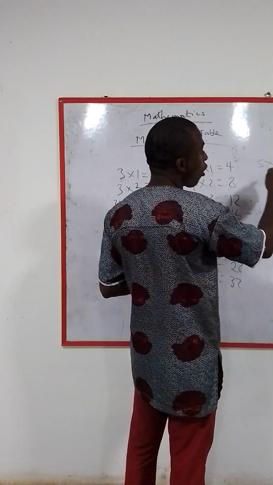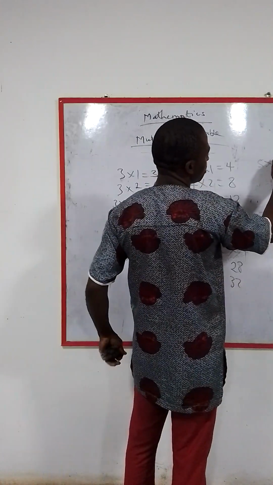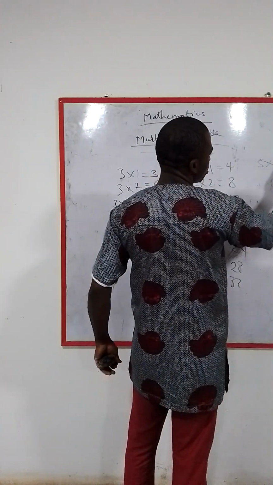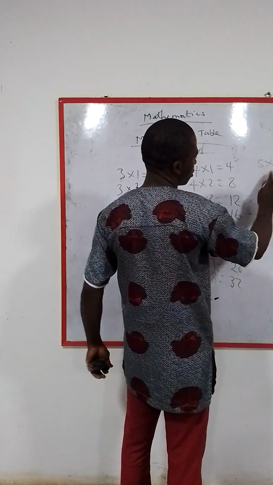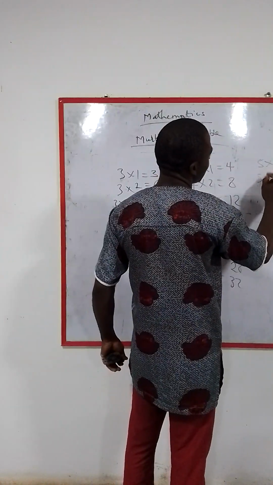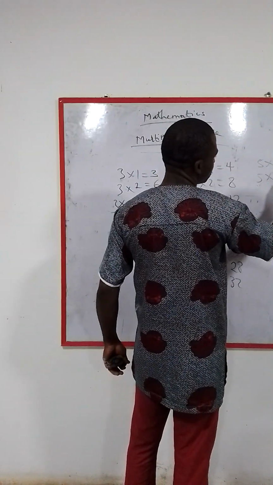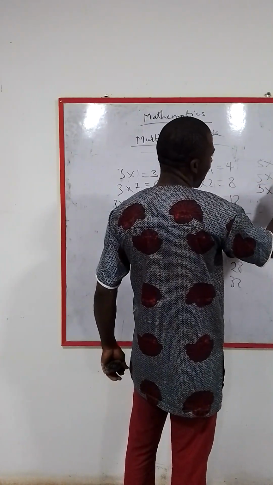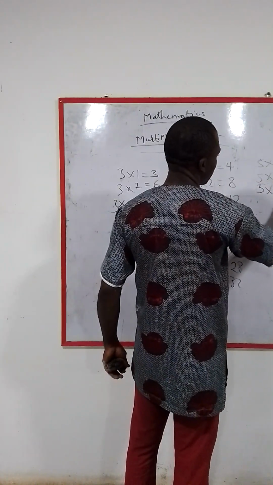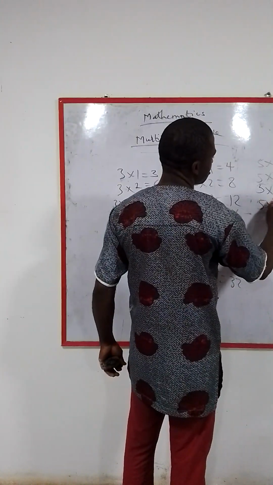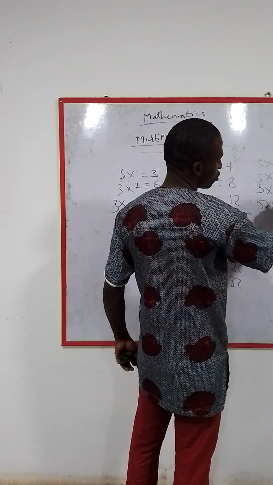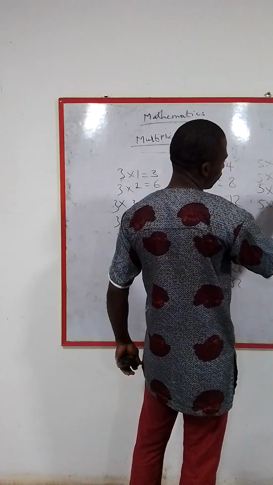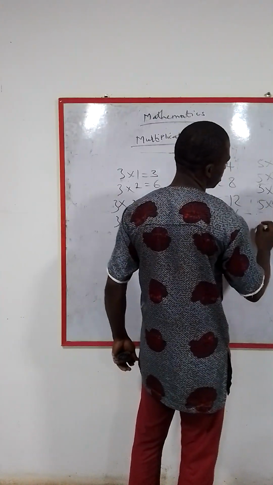You can try it for all other multiplication tables as well. It's the same thing. Just add your numbers like that. 5 times 2, when you add 5 to this, you get 10. 5 times 3, when you add 5 to 10, you get 15. 5 times 4, when you add 5 to 15, you have 20.